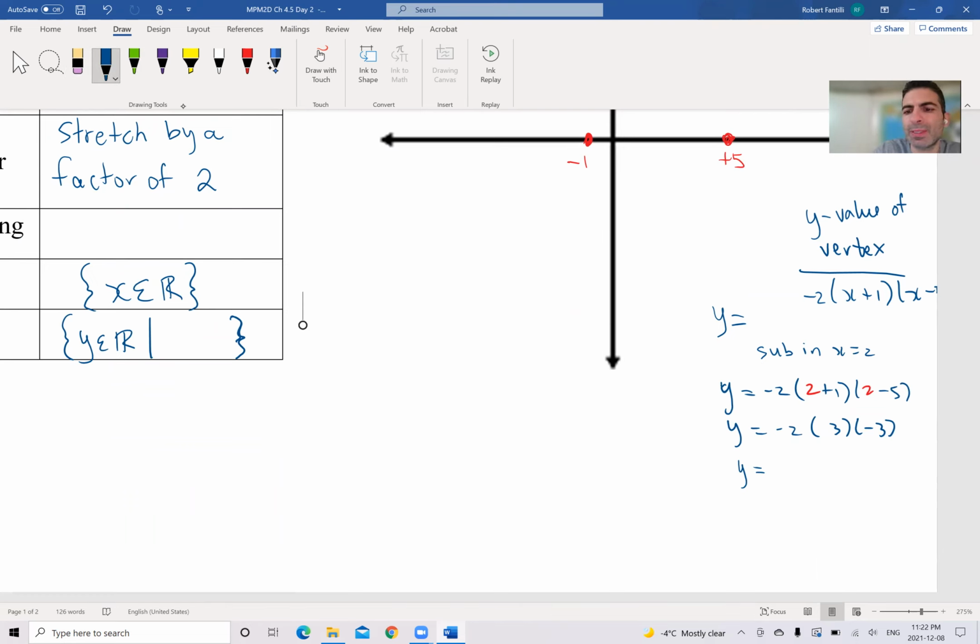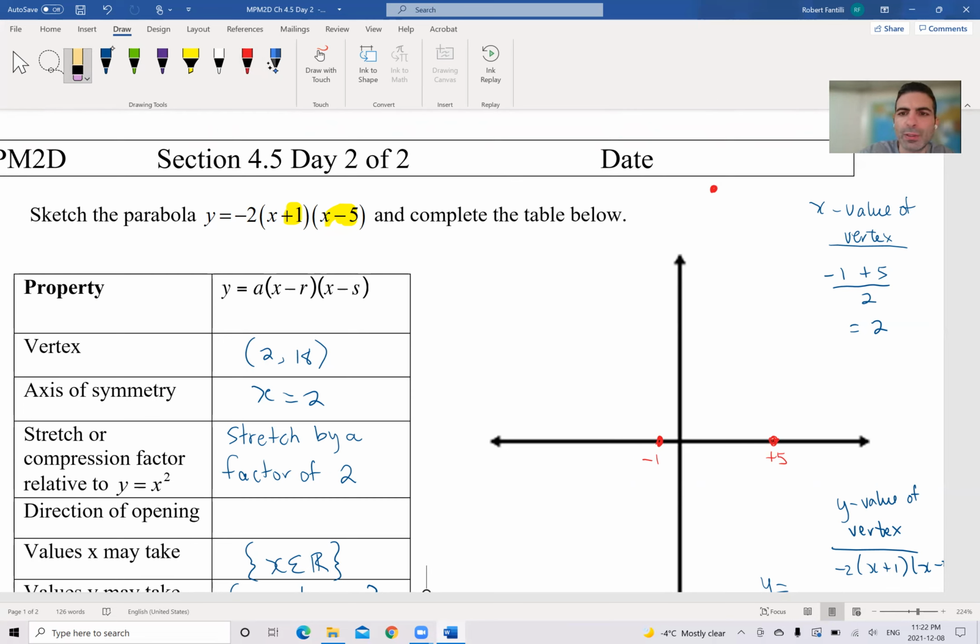So I know that that is 18. Now that's a little bit high for the sketch that I'm doing. So 18, I'm just going to draw something probably way right up here. Now it'd be nice to know what my y-intercept is, because that will help me graph that a little bit better.